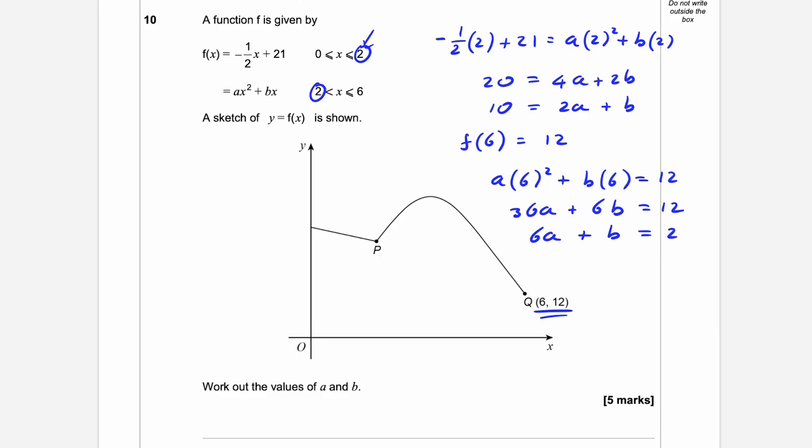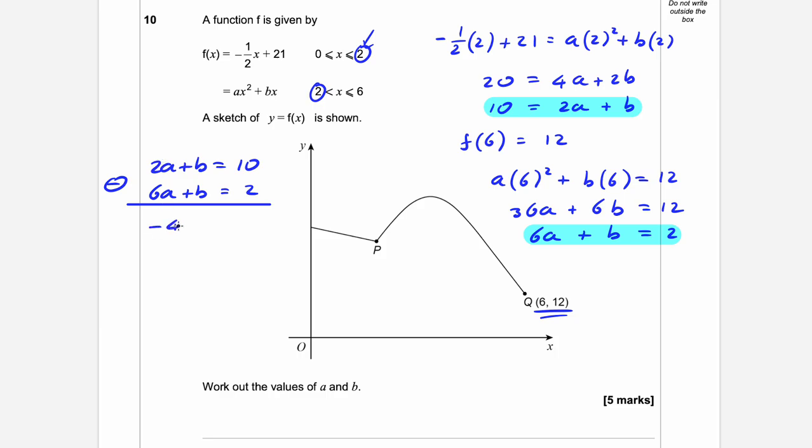Okay, now I have 2 equations which I can solve simultaneously. I'll just do it over here, guys, so we can see everything. So this is 2a plus b equals 10. This is 6a plus b equals 2. Same sign, subtract them. 2a minus 6a is minus 4a. 10 minus 2 is 8. a is 8 divided by negative 4, which is negative 2. That makes sense that it's negative, guys, because it's a sad face, if you like.